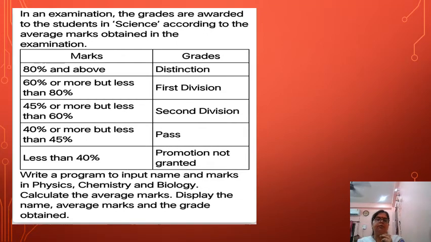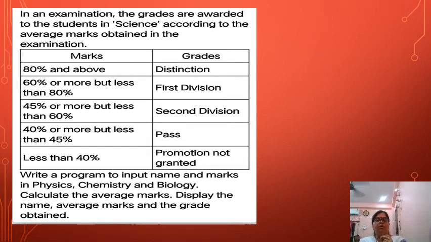Now here is the last program. In an examination, the grades are awarded to students in science according to the average marks obtained. See here, marks are given and here grades. If a student gets 80% and above, then it is distinction. If 60% or more but less than 80%, then it is first division. 45% or more but less than 60% is second division. 40% or more is pass, and less than 40% is promotion not granted.